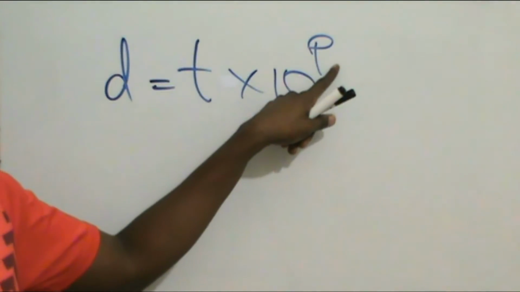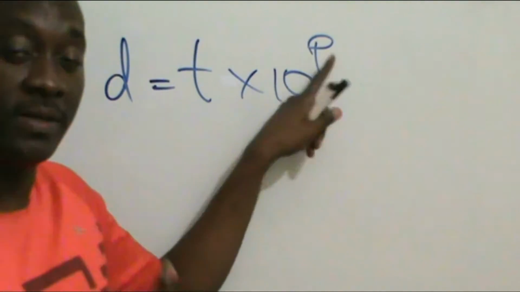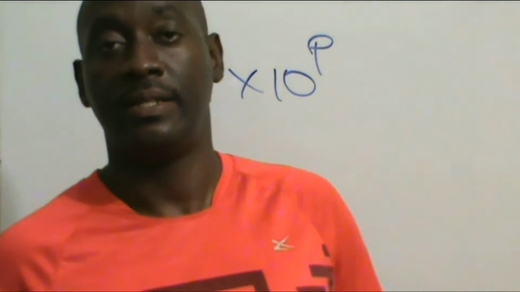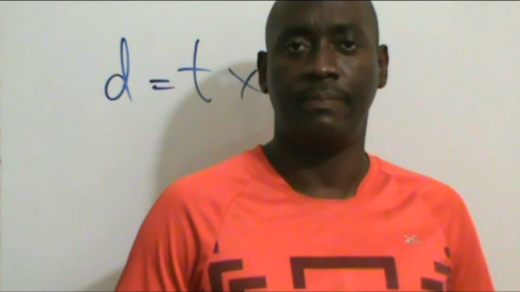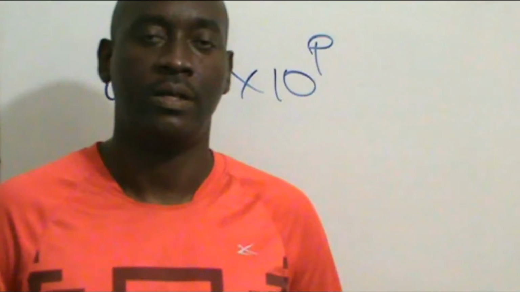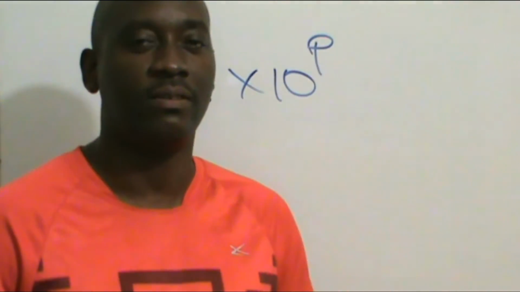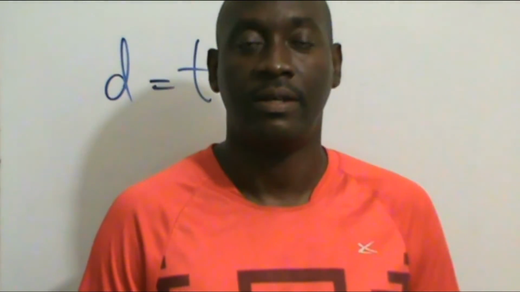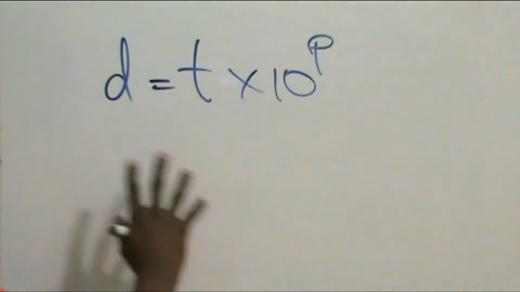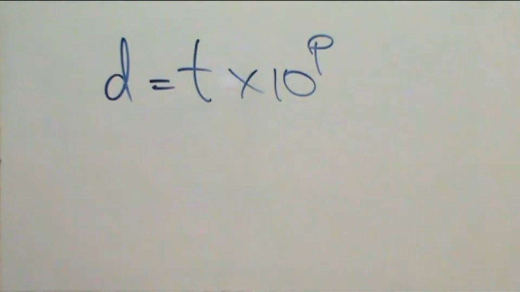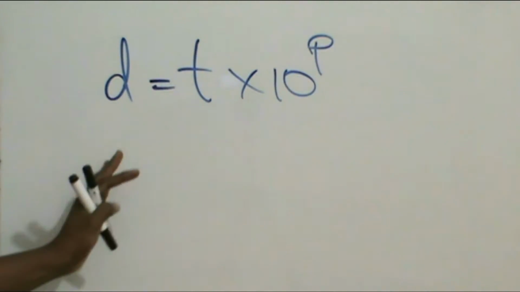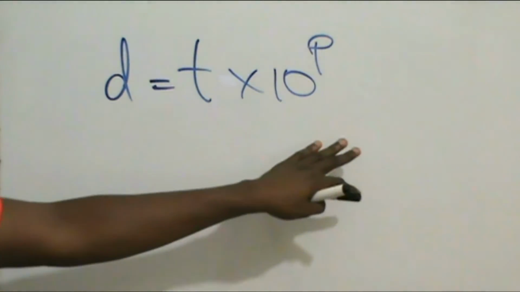This p, however, which is the power of 10, must be an integer. Right? It could be a positive integer, it could be a negative integer, it could also be 0. So it could be 1 or it could be minus 1. It could be 2 or it could be minus 2. It could be 3, minus 3, 4, minus 4, etc. Alright? So this here is the basic template to switch from decimal into standard form.